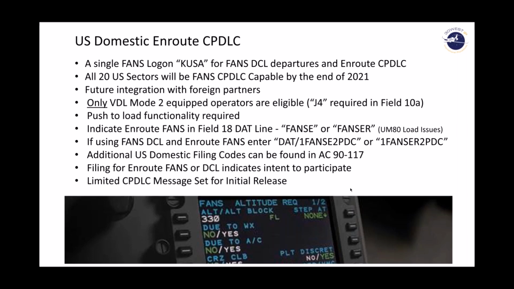It also indicates your intent to participate in en route airspace. So filing one FANS E2 PDC or one FANS ER 2 PDC or any version of the FANS E or FANS ER filing codes, that indicates to ATC that you will be remaining logged on or you will be logging on for en route services. So if you do not intend to participate or are not capable at this time, please ensure that the FANS E or FANS ER filing codes are removed from your flight plans.